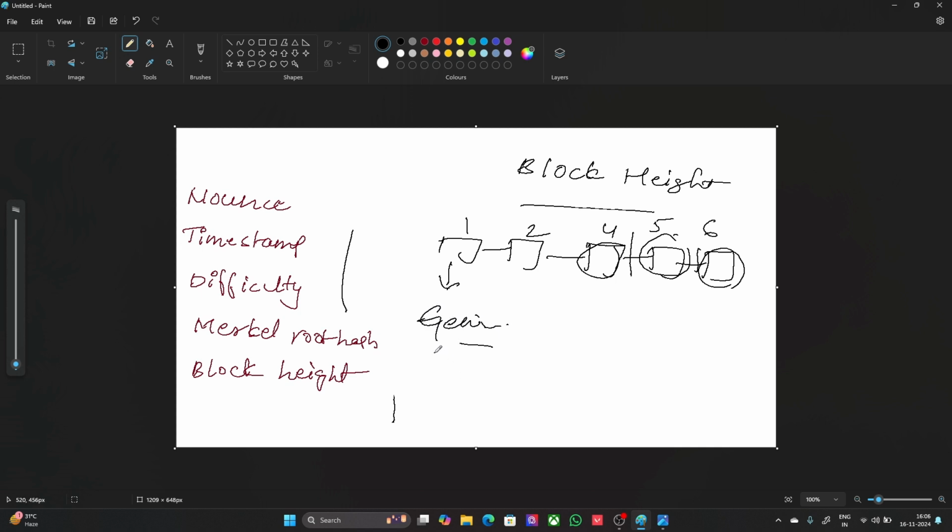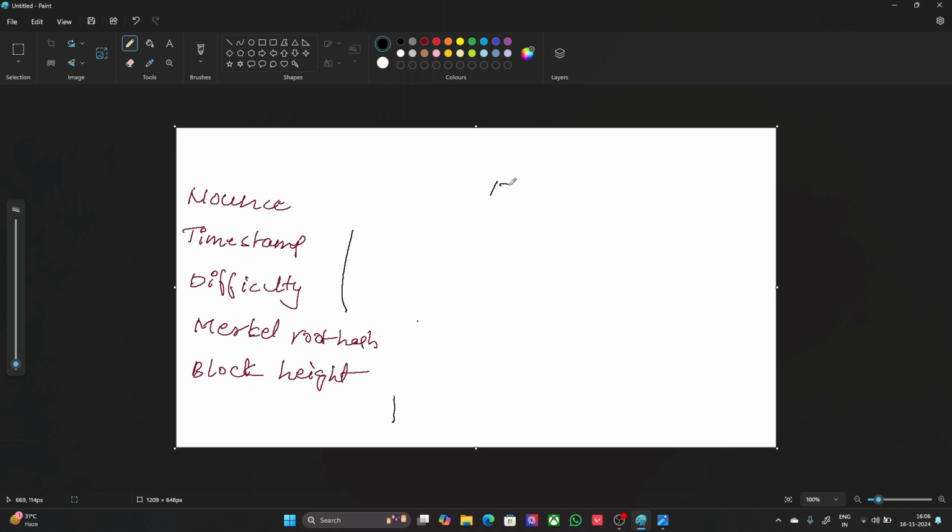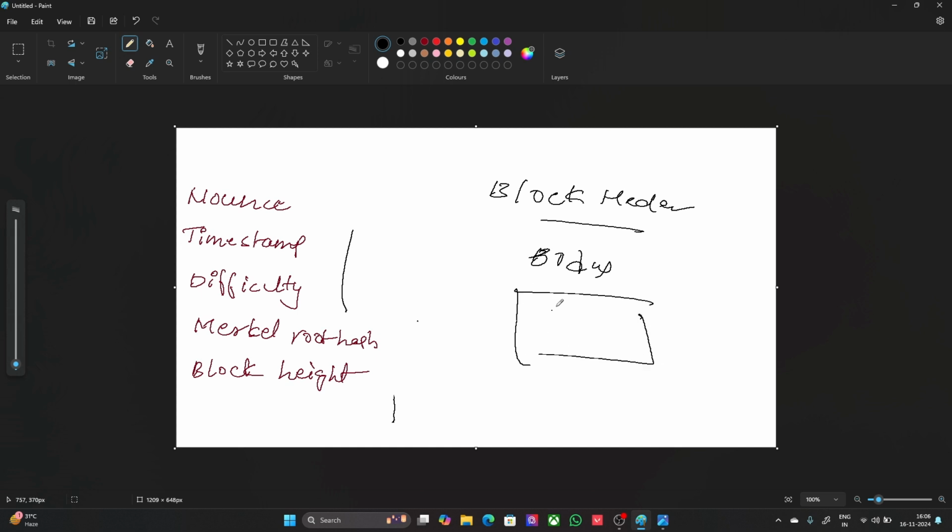This was about the block header, and the other part is the block body. The body of the block consists of all the transactions which happened and are stored in that block.